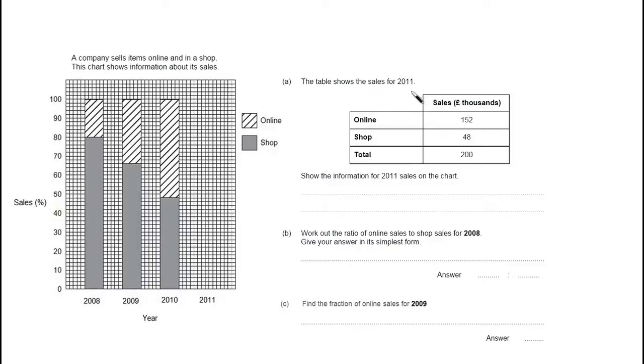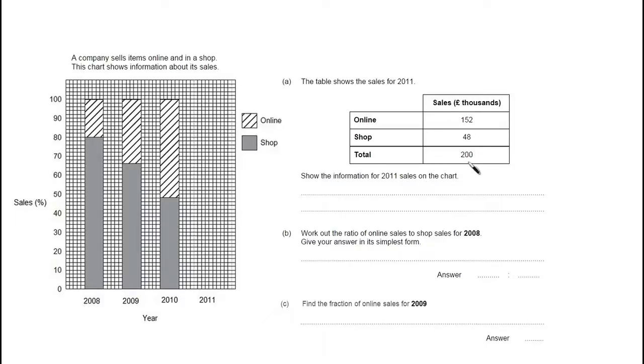A, the table shows sales for 2011. Okay, so 2011 is our blank area here, hasn't been filled in yet, but here's the data. So online sales are 152 and shop sales are 48, and so the total comes to 200. And so we've got to show information for the 2011 sales on the chart.